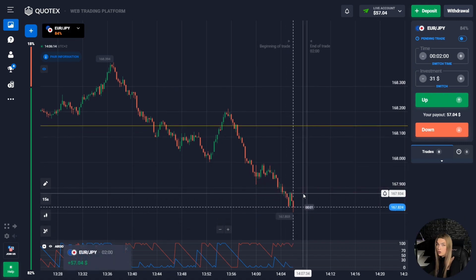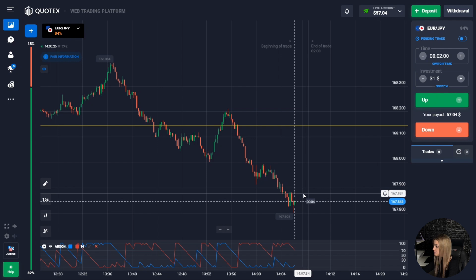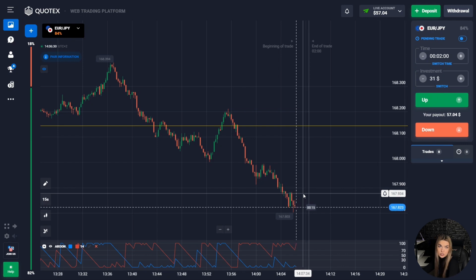Well, not bad at all, guys. As you can see, the price continued to move down and our deal closed below the entry point. On this deal, guys, we got the profit. Also, as you can see, the indicator has given us a good entry point for the first deal. Also, the time of the transaction was totally enough.